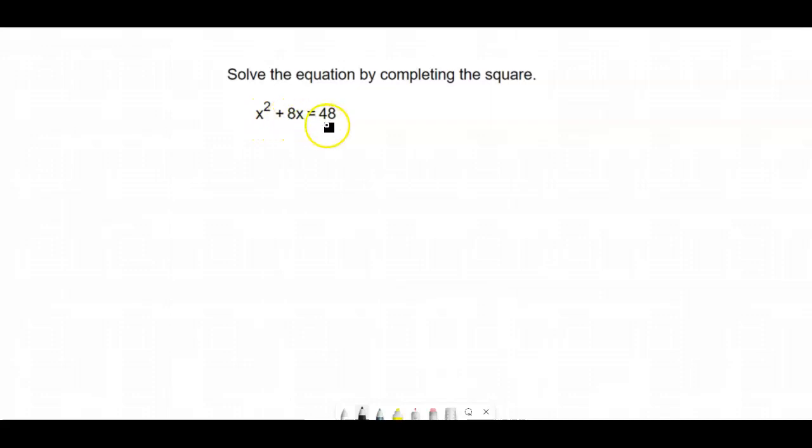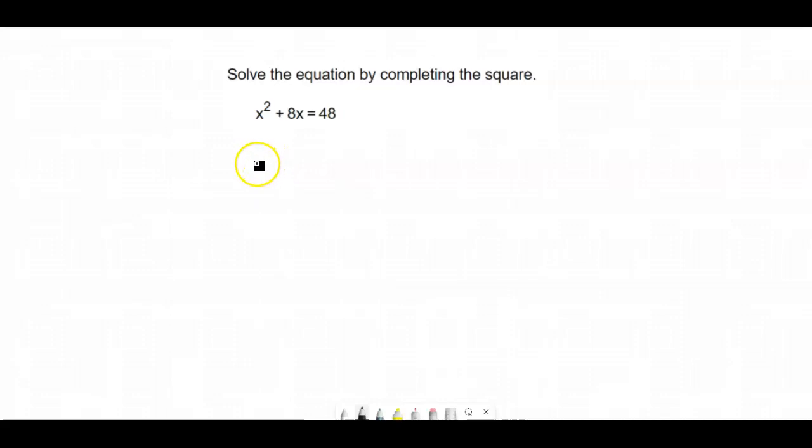So we notice that the constant is already on the right-hand side. If it wasn't, I would put the constant over there first. So for example, if this was x squared plus 8x minus 48 is equal to 0, I would have added 48 to both sides. Now, I'm going to take a look at the first two terms here, the x squared term and the x term. Now, if there's a number in front of the x squared term other than 1, then we would need to factor out that number from both of these terms. But in this case, there's not. There's just a 1 in front of the x squared term, so we are good to go.